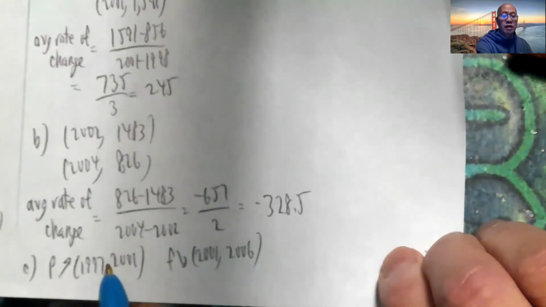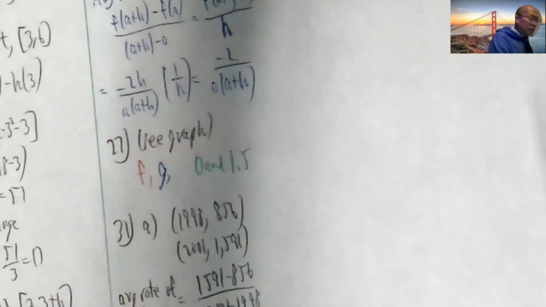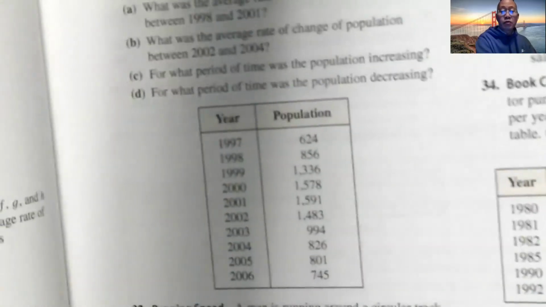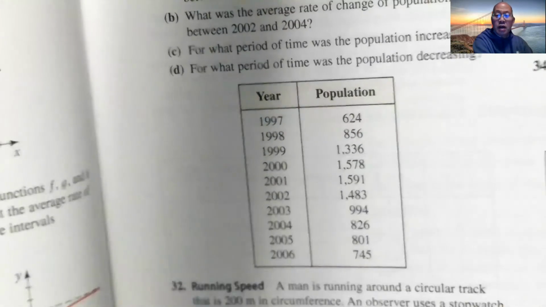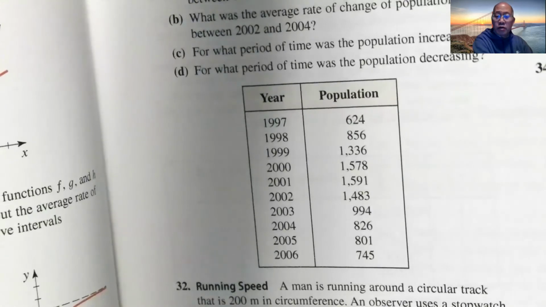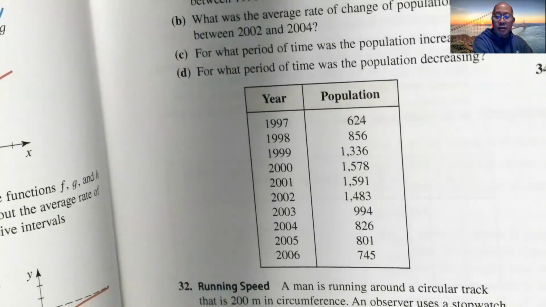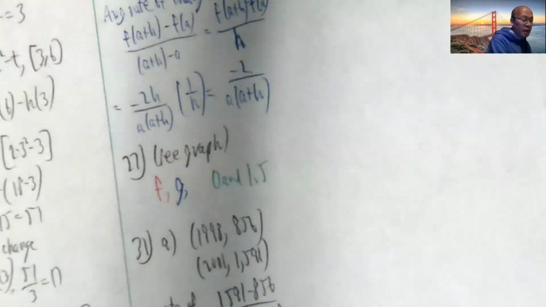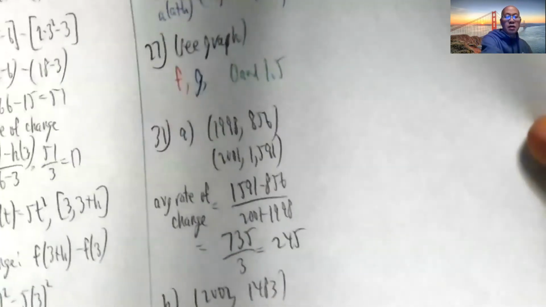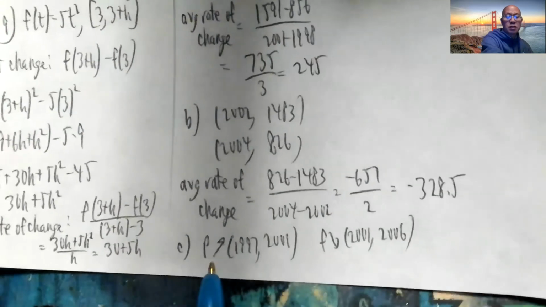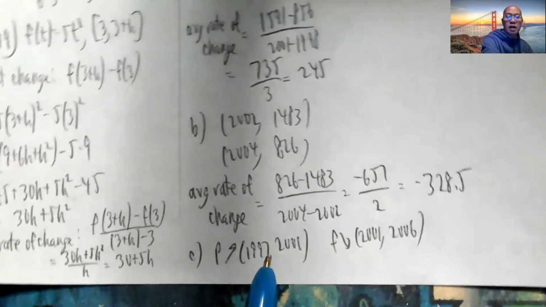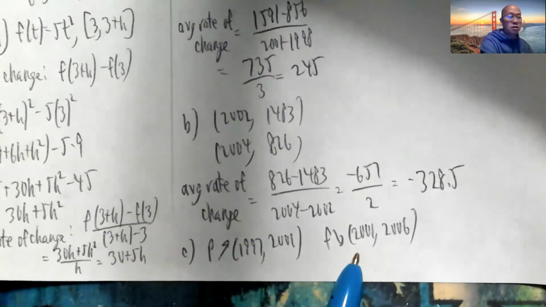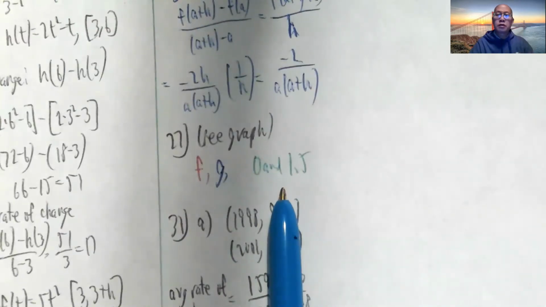And when are we increasing? When are we decreasing? Well, you can kind of tell from the table that we're increasing from 1997 up to 2001, where it maxed out, and then the population seemed to decrease after that. Okay, so F is increasing from 1997 to 2001, not inclusive, and decreasing from 2001 to 2006. Right, so these are some problems from section 2.4.